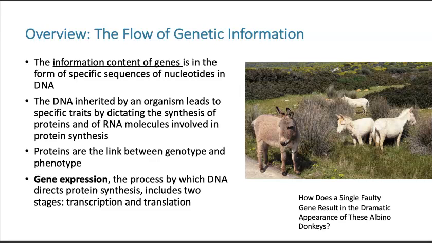It turns out that RNA molecules are also involved in the making of proteins, also called protein synthesis, because synthesis just means to make. So proteins are basically the link between the genotype and the phenotype that we've been talking about for a couple chapters now. Gene expression is the process by which DNA makes or directs protein synthesis, and it has two stages, transcription and translation. We're going to go into a lot of details on transcription and translation in this lecture eventually, but not to start out with.